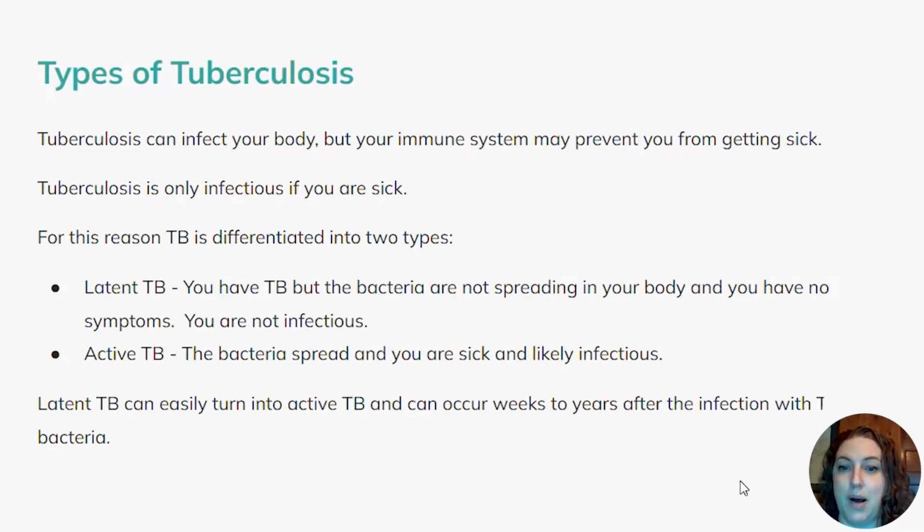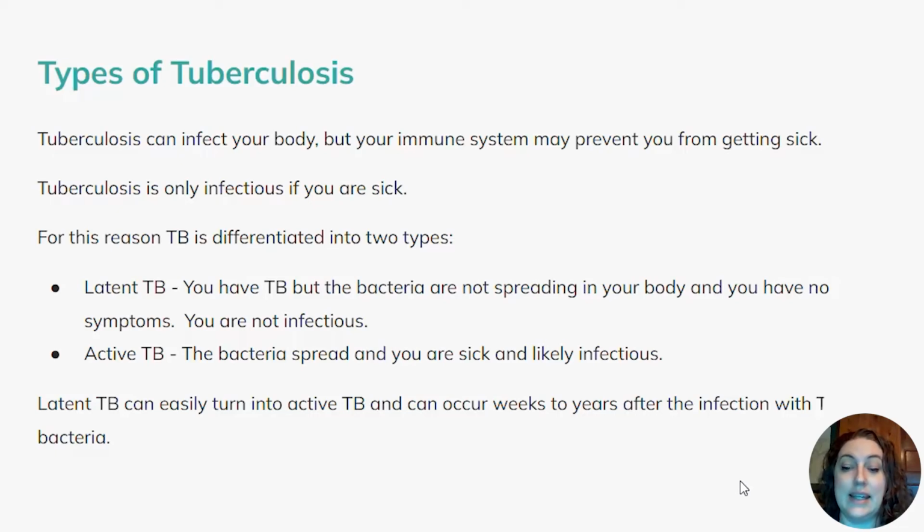Tuberculosis can infect your body, but your immune system may prevent you from getting sick. Tuberculosis is only infectious if you are sick. For this reason, TB is differentiated into two types. Latent TB, where you have TB, but the bacteria are not spreading in your body and you have no symptoms. You are not infectious. Or active TB, where the bacteria spread and you're sick and likely infectious.